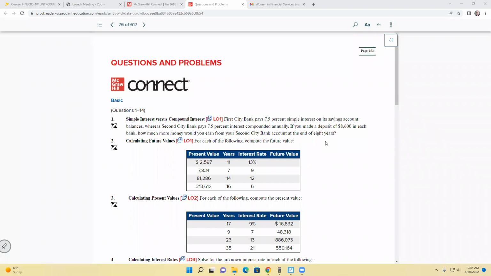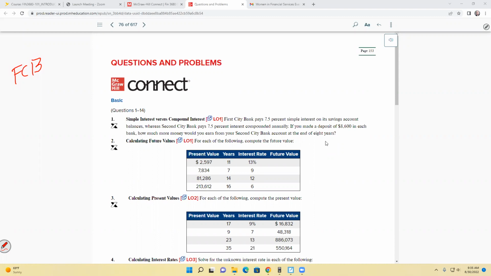We got First City Bank pays 7.5% simple interest on a savings account, whereas Second City Bank pays 7.5% compound annually. Okay. If you make an $8,600 deposit in each bank, how much more money would you earn from First City Bank at the end of 8 years? Okay, so let's deal with First City Bank here. Now, First City Bank has simple interest. So somebody tell me, what is simple interest again?